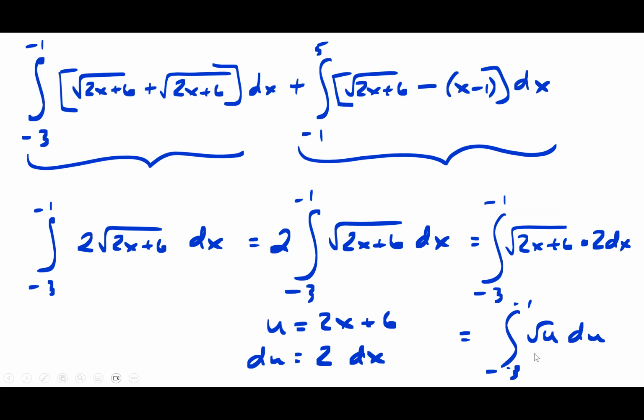Okay, let's see. This is u to the 1/2 now, right? Yeah, u to the 1/2. So what is the antiderivative? So 2u, we have it. Okay, the antiderivative would be u to the 3/2 over the reciprocal of that. So 2 and the u in the bottom, going from -3 to -1.